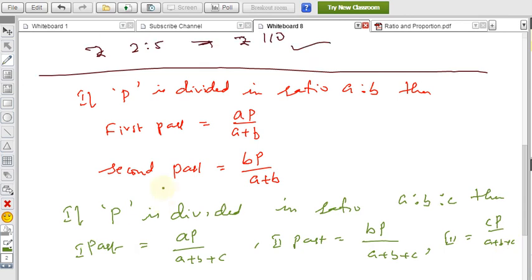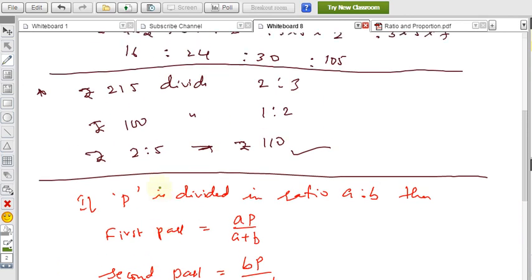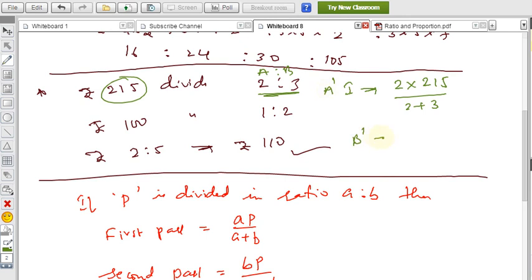Now let us see the previous question. Now 215, I should divide in the ratio 2 is to 3. So for A and B persons, you have to divide in the ratio 2 is to 3. So the first part means A. How much does A get? That is 2 into 215 by 2 plus 3. That is the amount for A. Then B's amount is 3 into 215 by the same 2 plus 3. So just you have to simplify this.